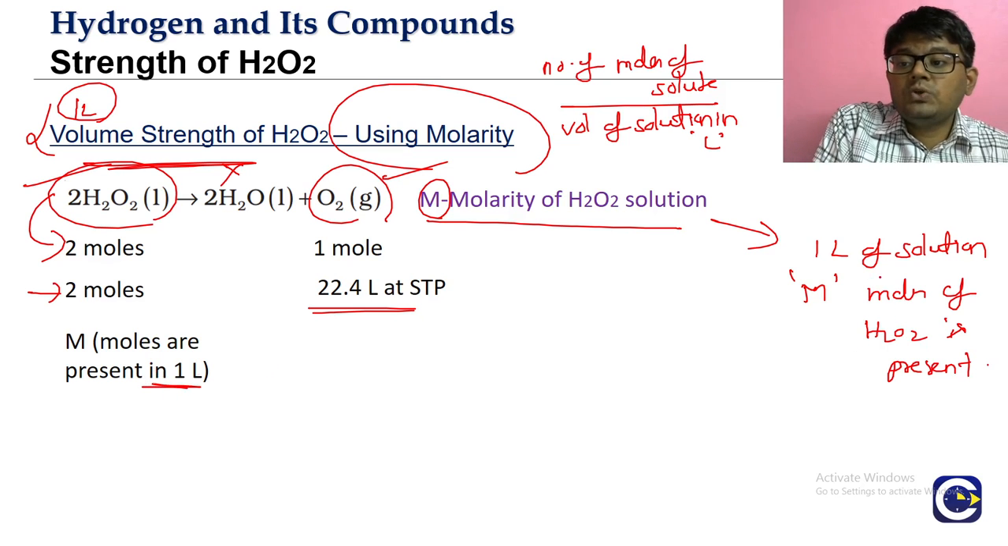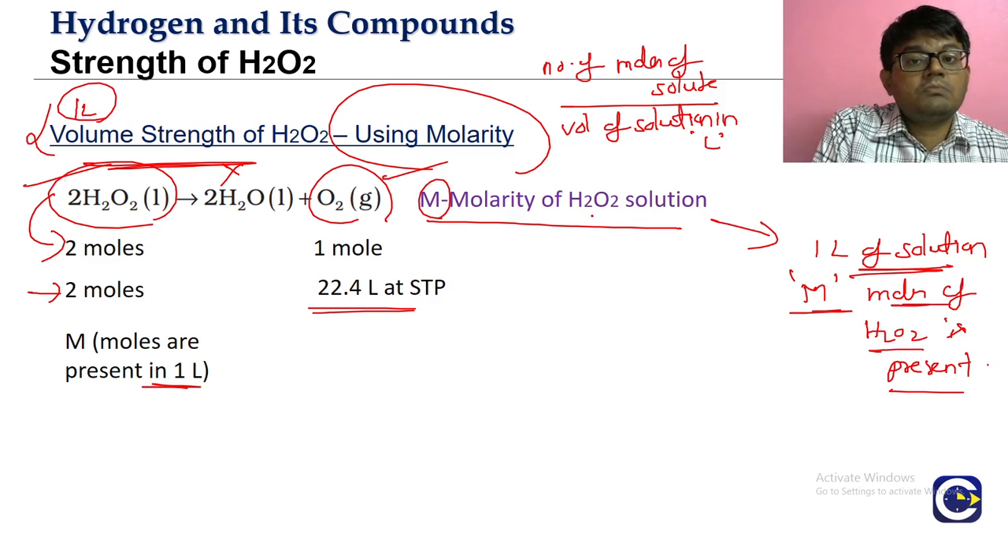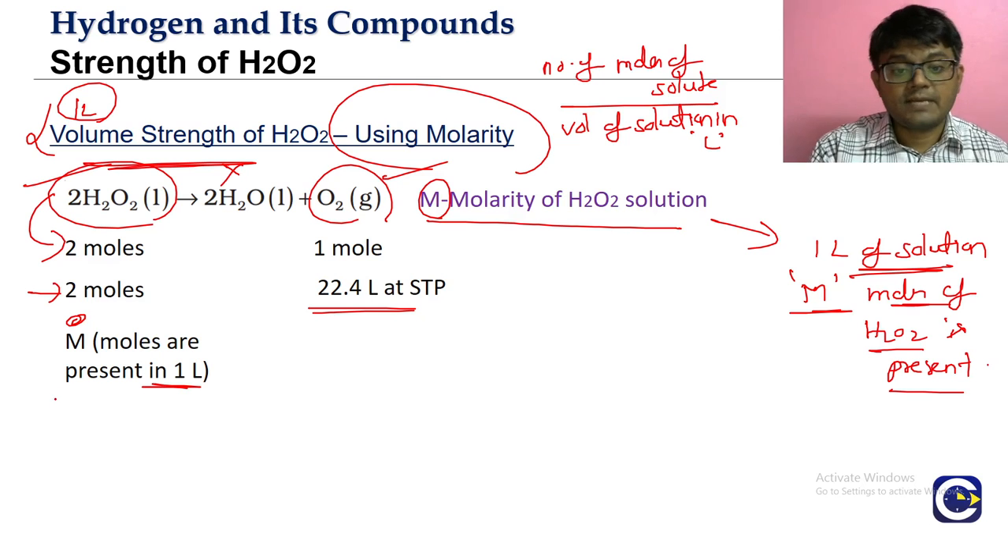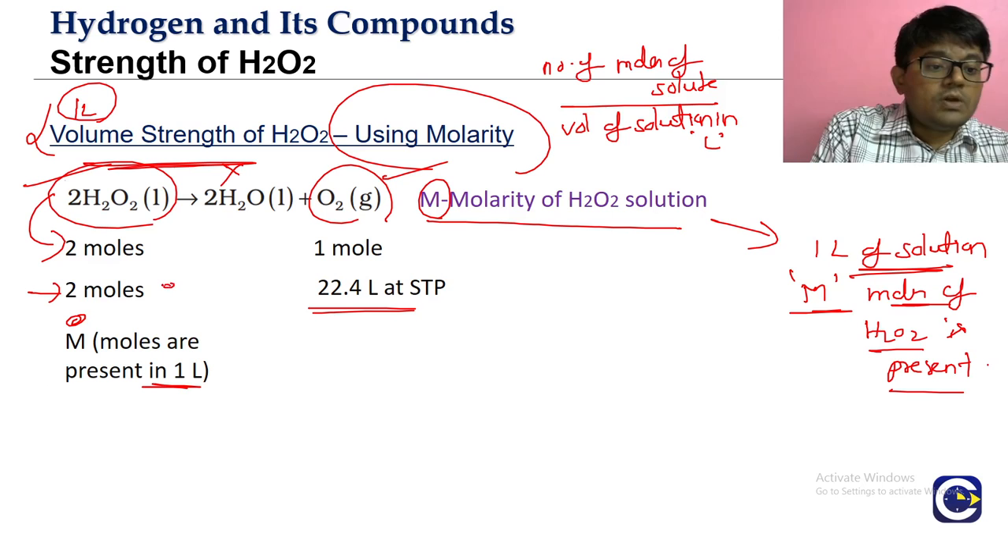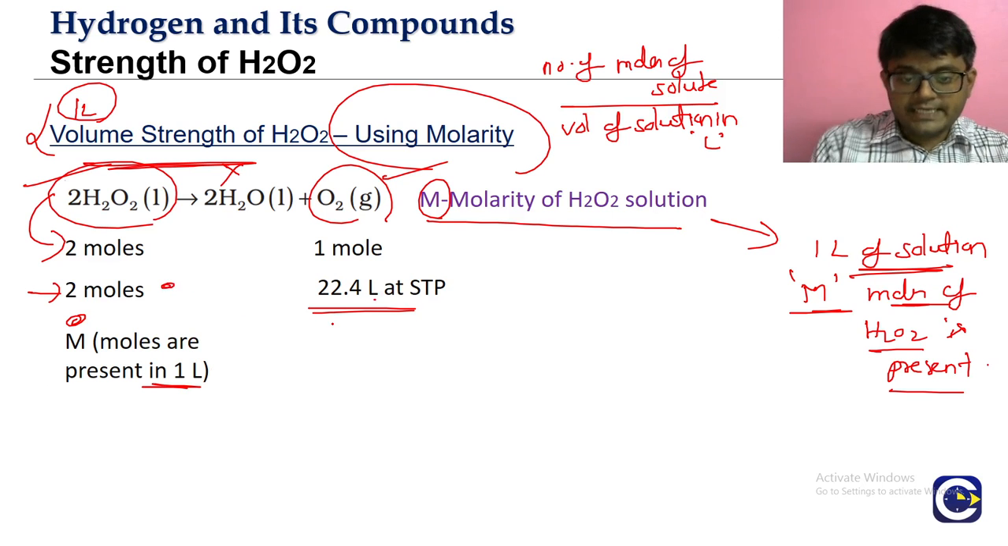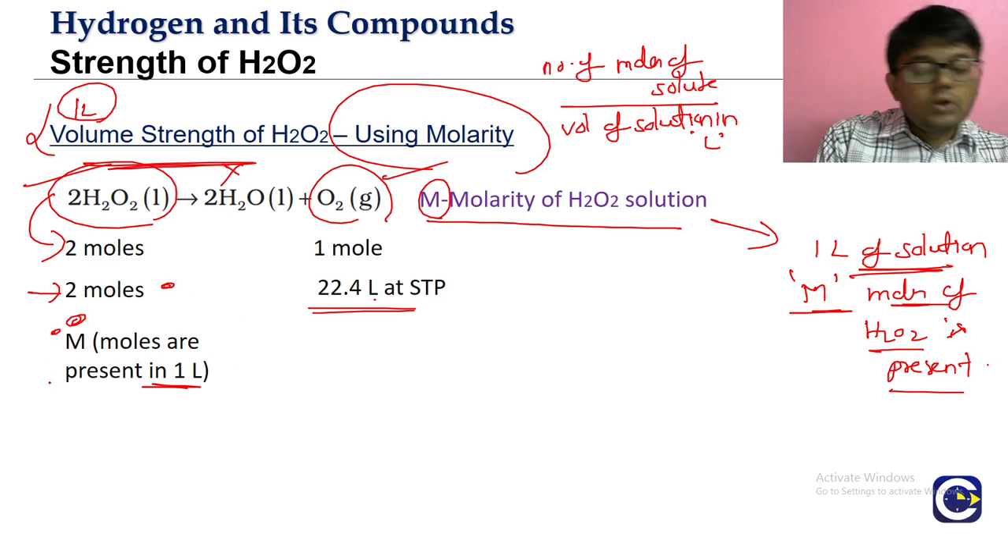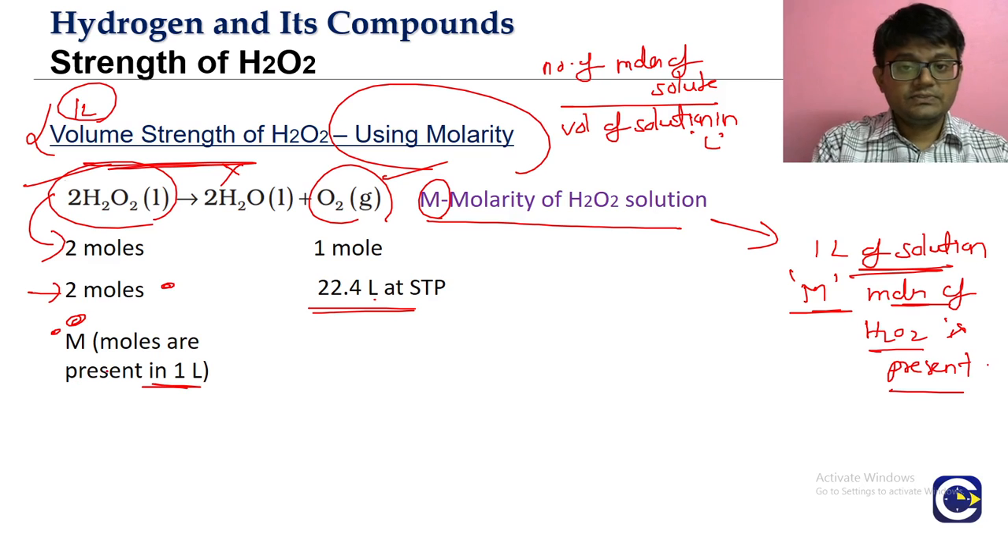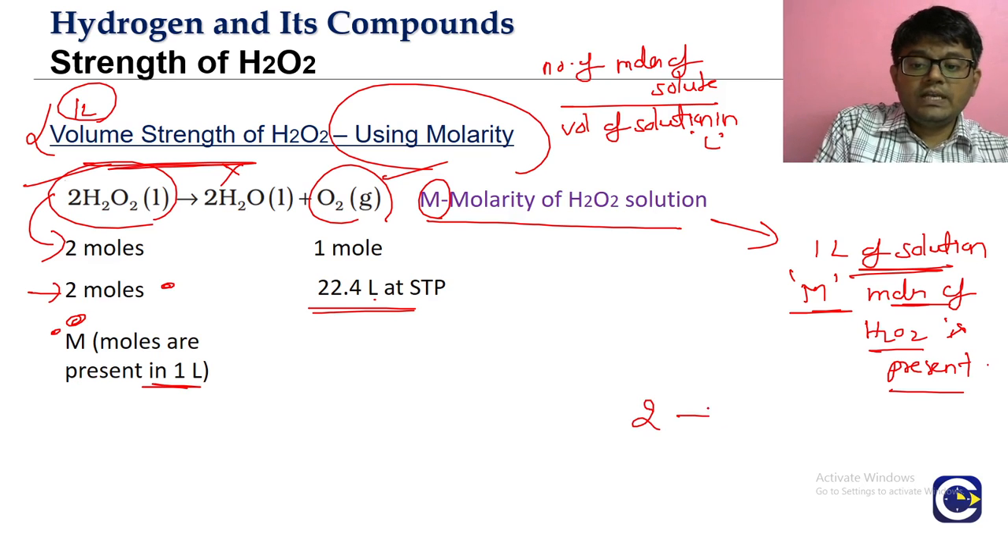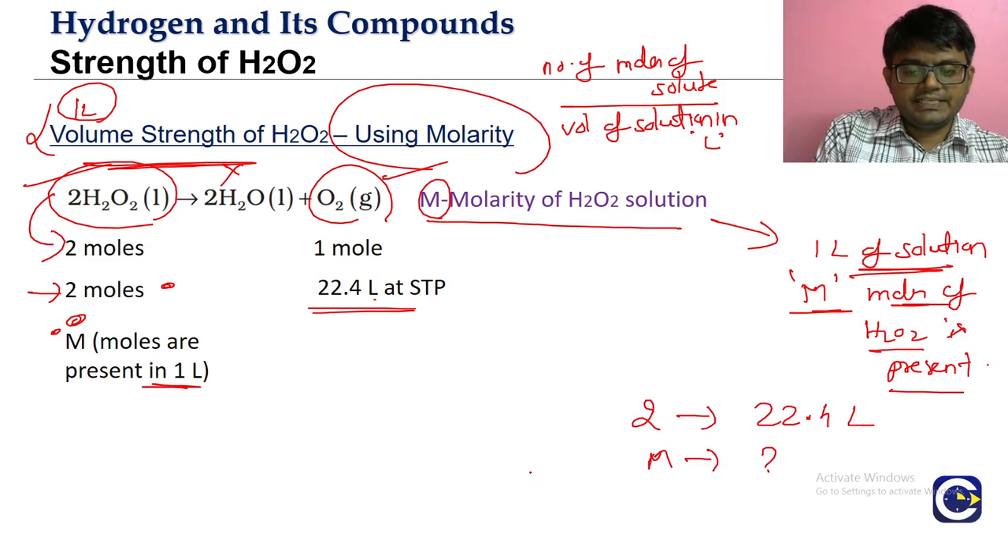You take 1 liter of the solution, meaning what is the number of moles of H2O2 present in that, because the molarity is capital M, right? So the number of moles of H2O2 present in that is capital M. Okay, now you see 2 moles will give us 22.4 liters. M moles will give us how much? 2 will give us 22.4. M will give us how much? It's a proportion question, right? Let us say it is X.